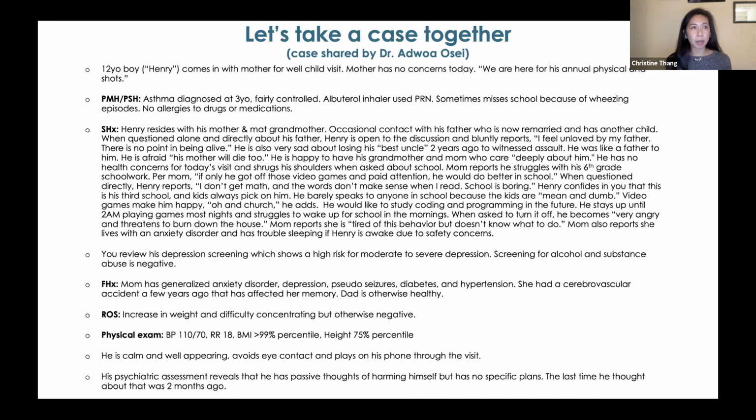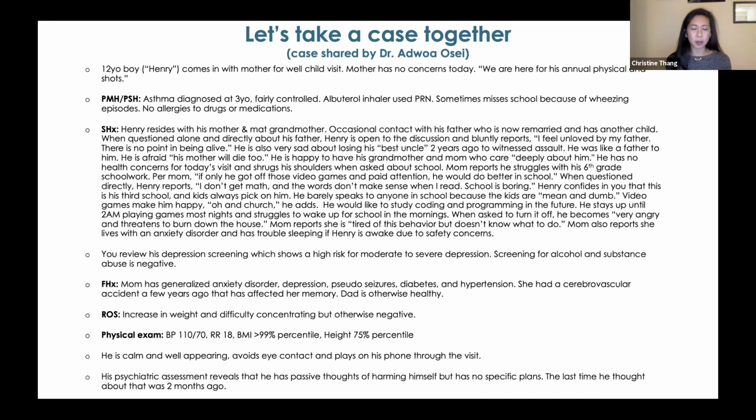You review Henry's depression screen and it shows a high risk for moderate to severe depression. He denies alcohol or any substance abuse. The family history is notable for mom having generalized anxiety disorder, depression, pseudoseizures, diabetes, and hypertension. She had a cerebrovascular accident a few years ago, and that's affected her memory. The dad is otherwise healthy.